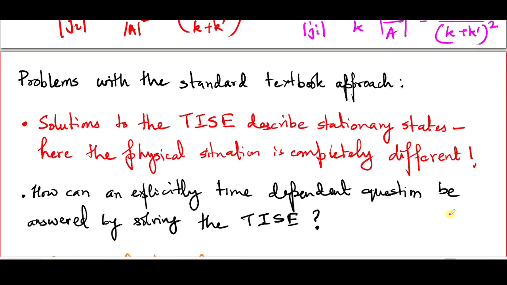So this is the real question. How can an explicitly time-dependent problem be answered by solving the time-independent Schrodinger equation? This is the central conundrum in scattering theory, at least the way it is presented in textbooks.